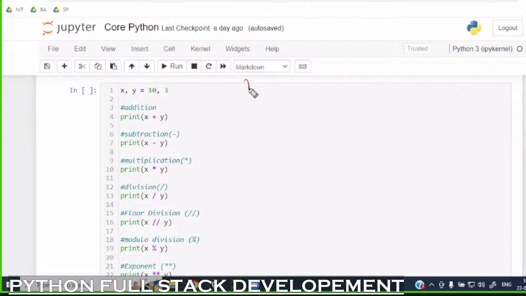What is meant by x plus y? x is equal to 10 is there, y is equal to 3 is there. x plus y is nothing but 10 plus 3. It is going to give me the answer of 13.